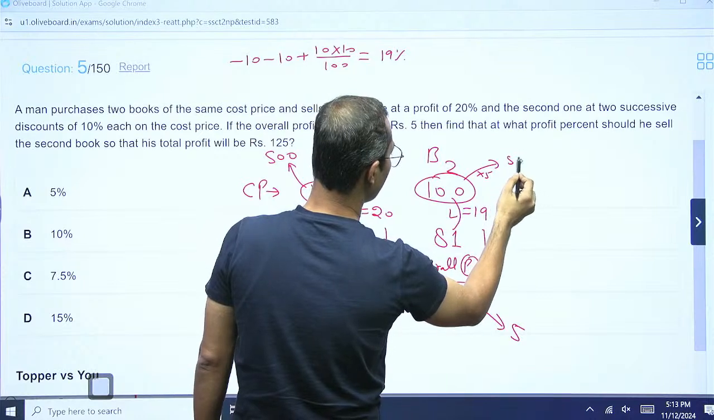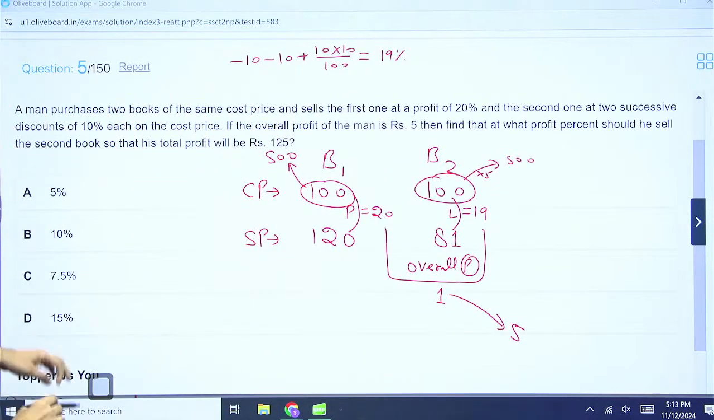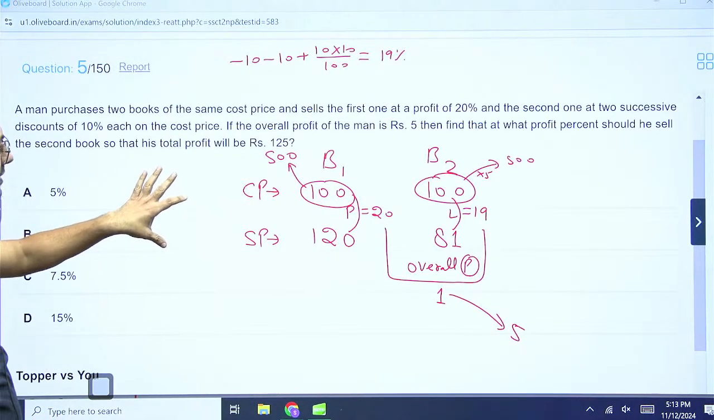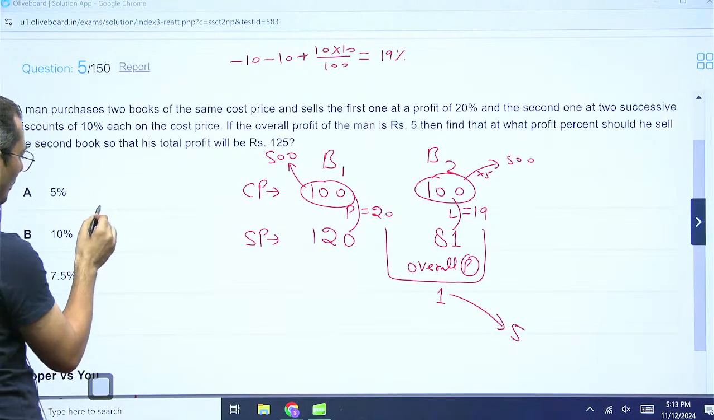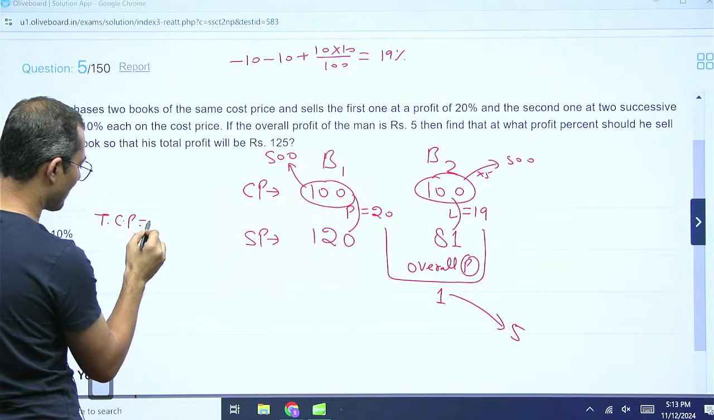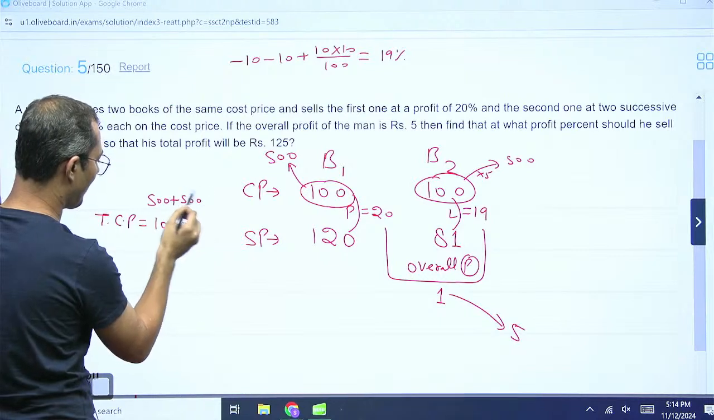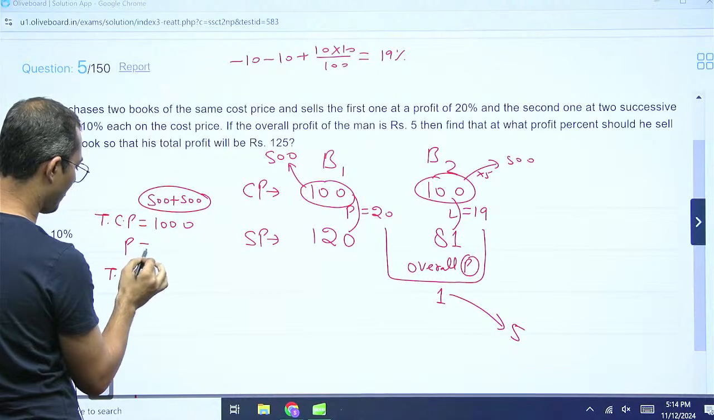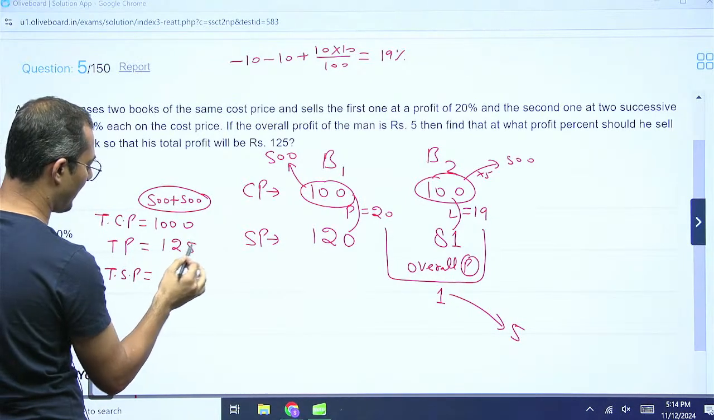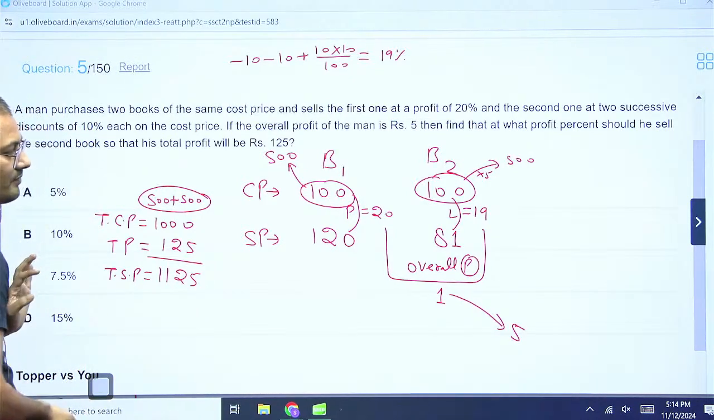Now the question is saying at what % profit should he sell the second book so that his total profit is rupees 125. See, the total profit is rupees 125. So the total cost price is equal to 500 plus 500, 1000. How are we getting it? 500 plus 500. So now the total selling price would be the total cost plus the total profit of 125, so 1125. Is this clear? Yes.